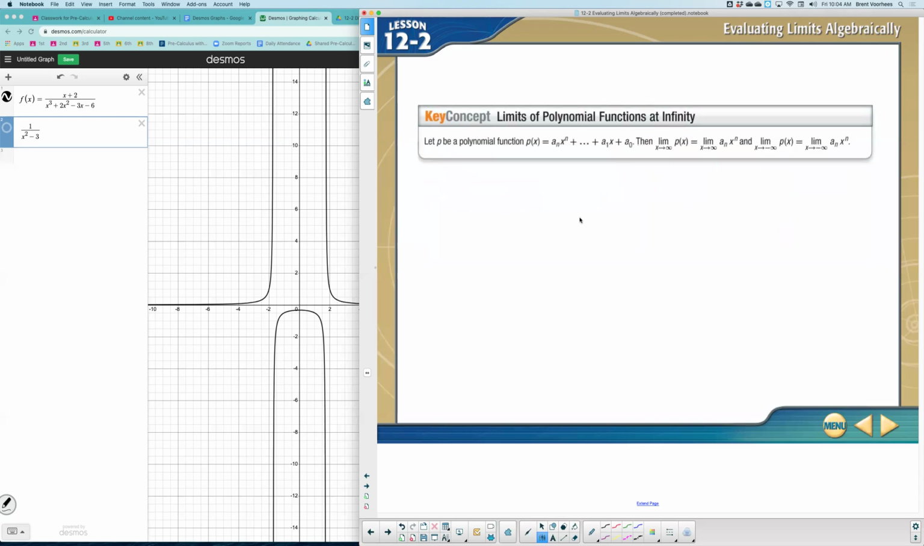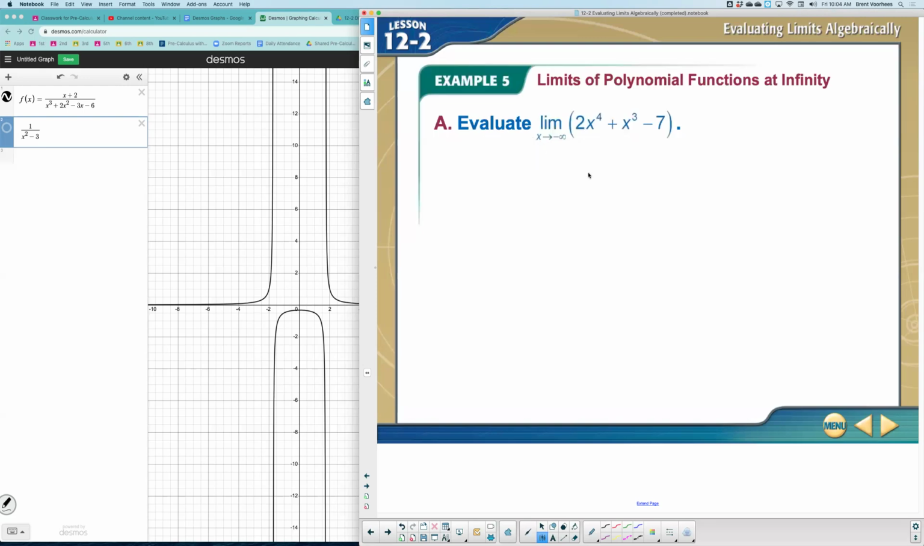So now let's take a look at this idea. It says here that if p is a polynomial function that's written in standard form here, then the limit of this polynomial function p will be the same as the limit of the greatest power, the leading term, which we've kind of learned about way back when in lesson 2.4, 2.3, something like that, chapter 2, way back when.